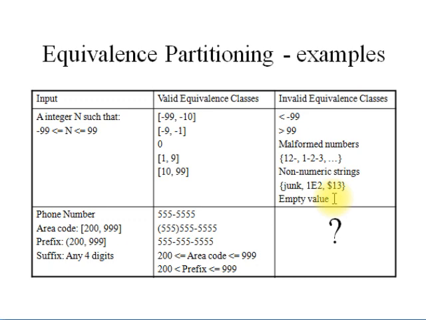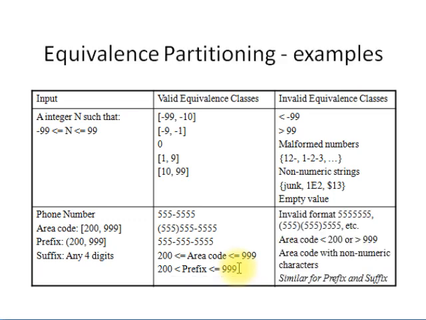Now for the second example, the phone number. Various countries follow different types of phone number formats. Some countries may follow this type of number format, some may follow this type, and some may follow this type. So these three types are the valid input for your phone number column. Your area number should not be less than 200 and it should not be greater than 999. So you have to ensure it is between 200 and 999. That is a valid input. For prefix and suffix, we have a 4-digit number. So that is a valid input.